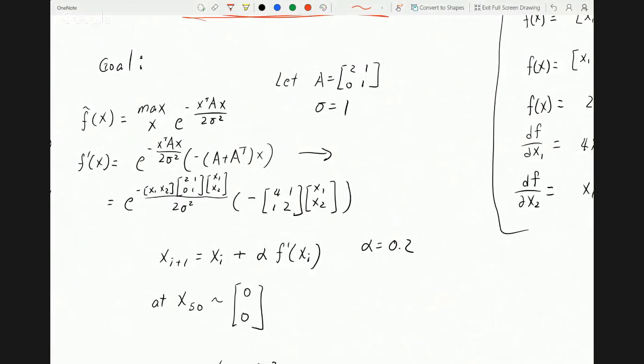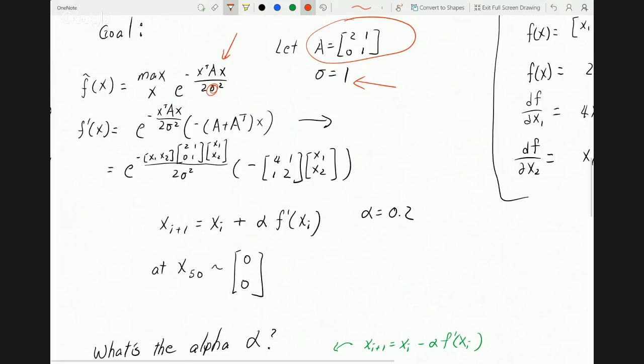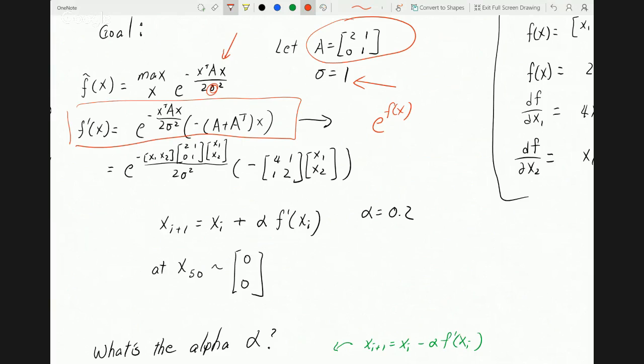So let's say we have this example here. We'll let A equal this matrix, and sigma equal to 1. So this right here is just 1, so we can kind of ignore that. Now, if we find the derivative here, I don't know if you remember how to find a derivative, but if you have e to some function of x, the derivative of that is e to some function of x, and then the derivative of the function of x.